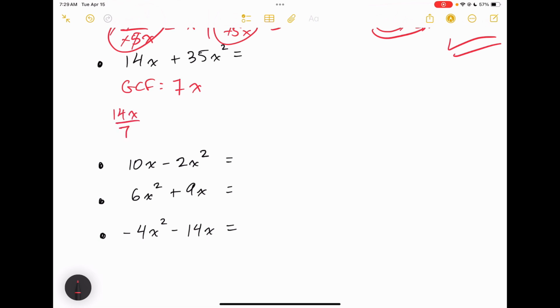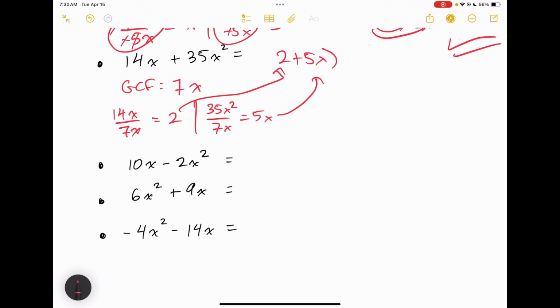Next we divide. 14x divided by 7x. 14 divided by 7 is 2. X divided by x is just that. Then 35x squared divided by 7x. 35 divided by 7 is 5. X squared divided by x is just x. We put these into our parentheses, so it's going to be 2 plus 5x. And on the outside, we have our bodyguard, 7x.